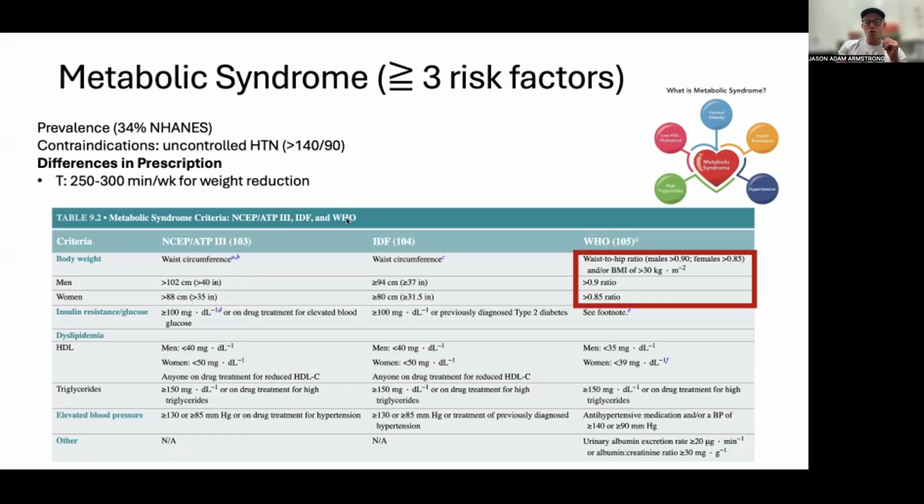So the only difference for prescription is the change in time here. So significantly higher time, 250 to 300 minutes is what's recommended. And again, really looking at that weight reduction piece because that would influence all of these other factors.